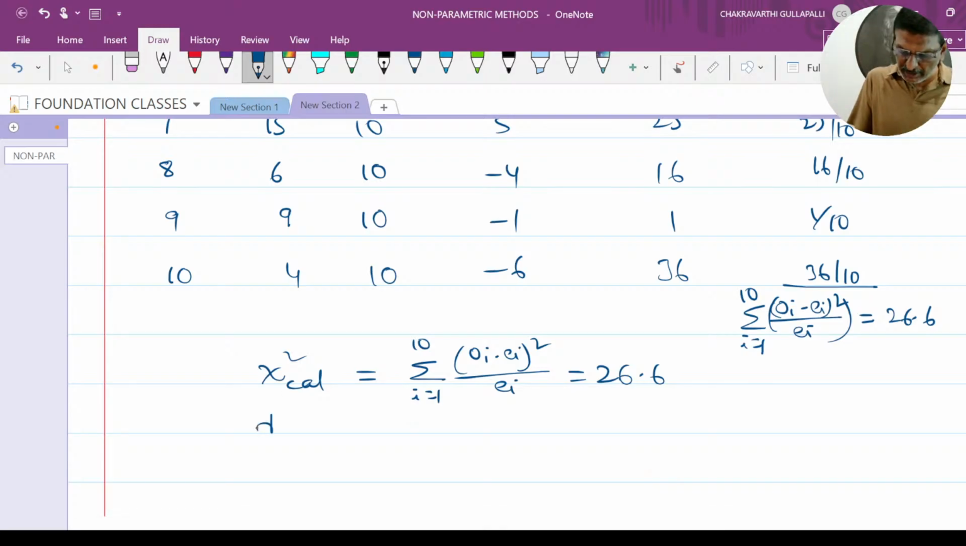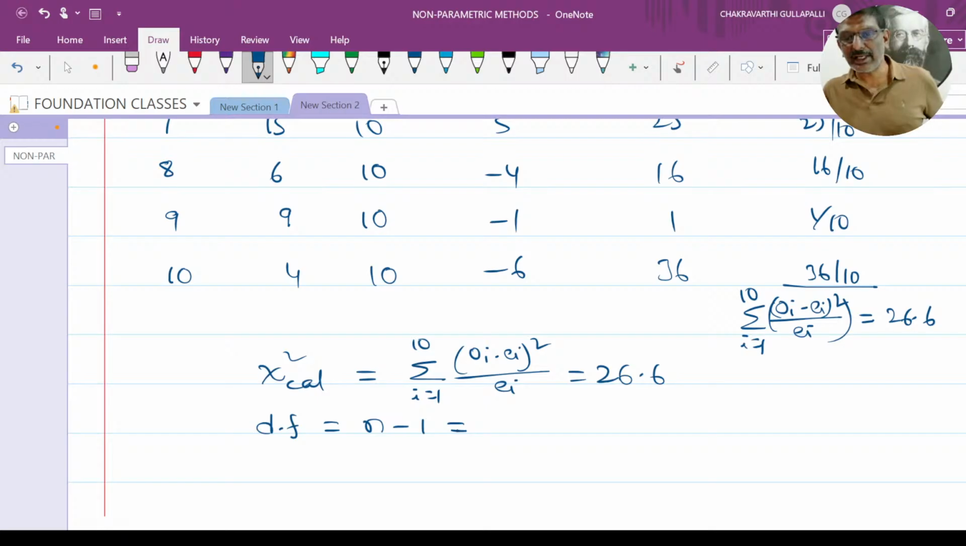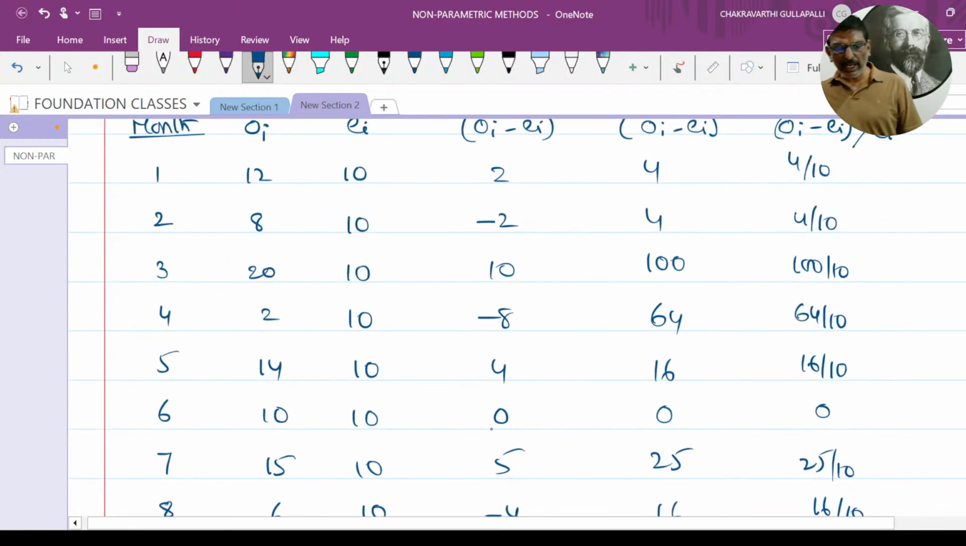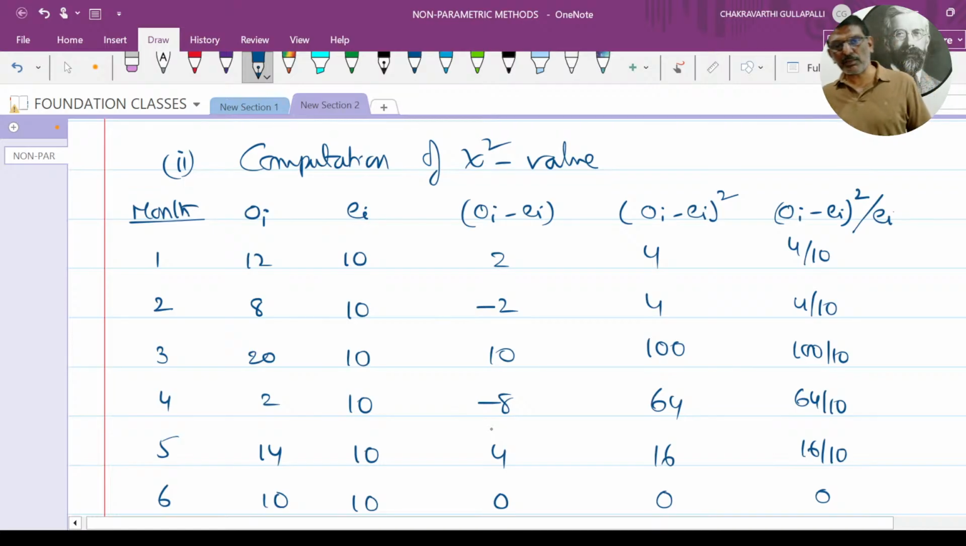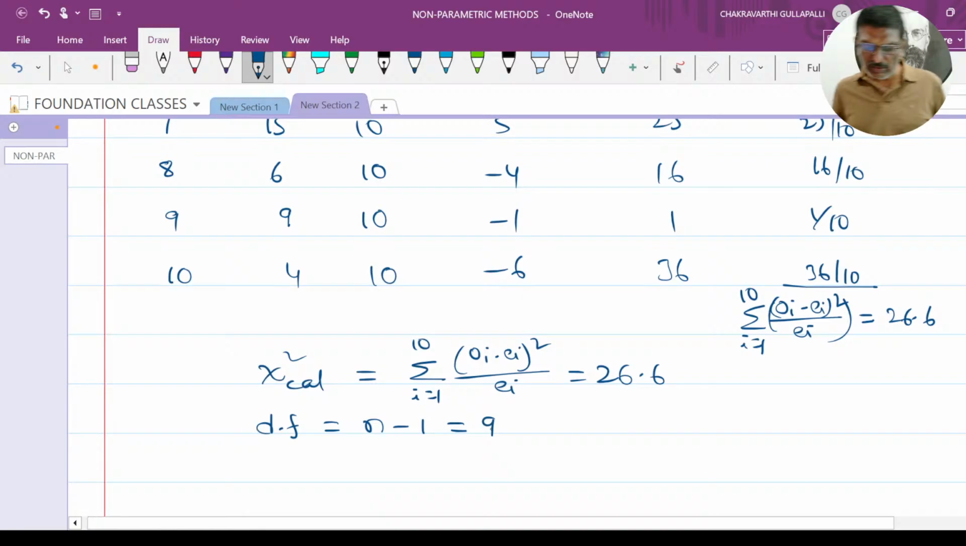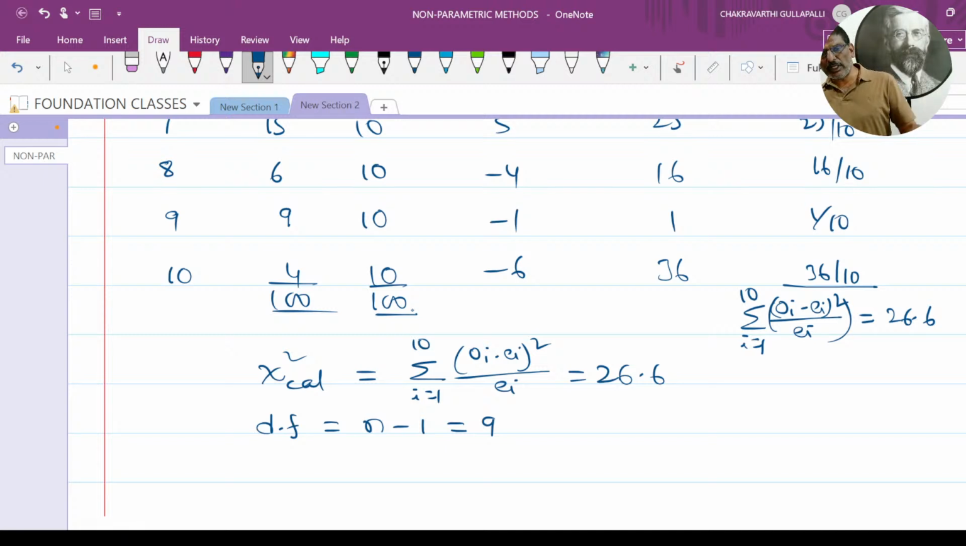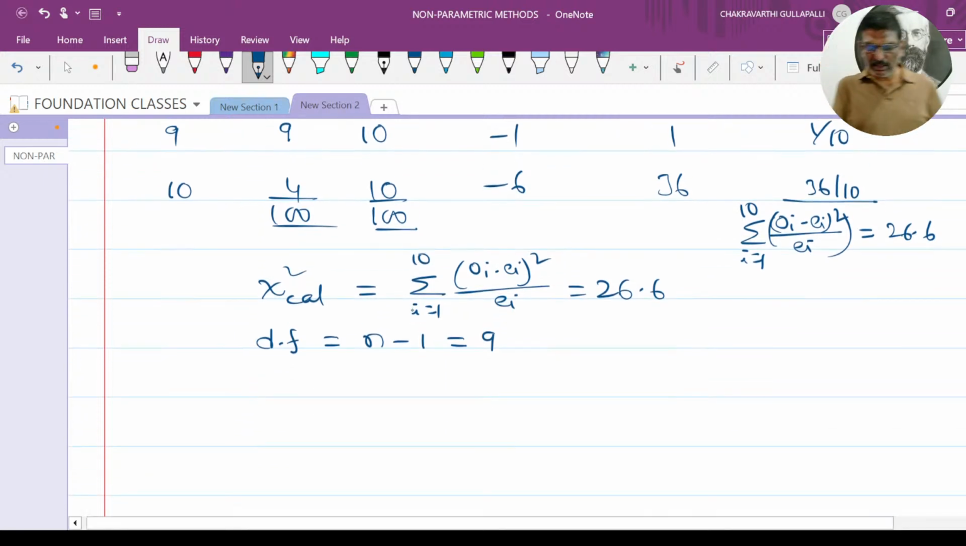The degrees of freedom is equal to sample size minus 1. One constraint is there, that is a linear constraint: the sum of the Oi's is equal to the sum of the Ei's. That is the assumption. The observed frequencies total and the expected frequencies total must both be equal to 100. Whenever they are not equal, you make them equal. That's why n minus 1 is the degrees of freedom. So n minus 1, 10 minus 1, is equal to 9.